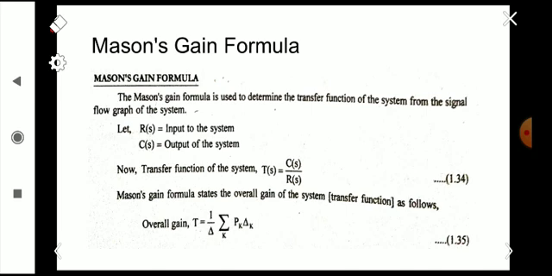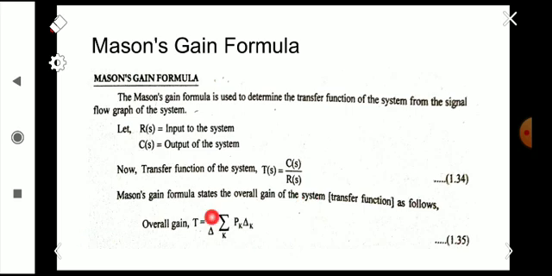Next, Mason's gain formula, that is the simplest method to find the transfer function without reducing the signal flow graph. Using this equation we can find the transfer function of the system. Mason's gain formula is used to determine the transfer function of the system from the signal flow graph, and R of S is the input and C of S is the output. The transfer function T of S equals C of S by R of S, that we know.